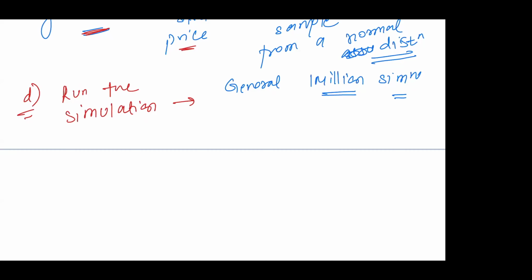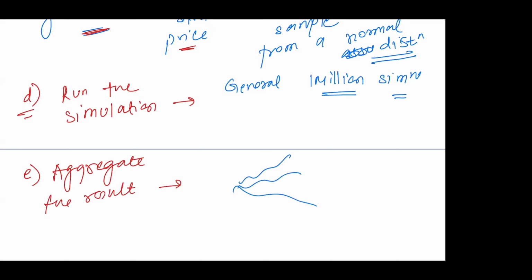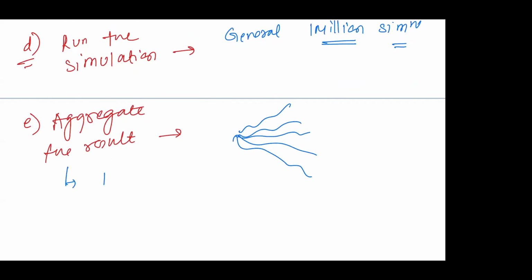Then aggregate the results. What do I mean by aggregating the results? After you have simulated, let's say, 1 million times your stock prices, now it's time to aggregate the results. You need to compute mean and variance for your stock price.